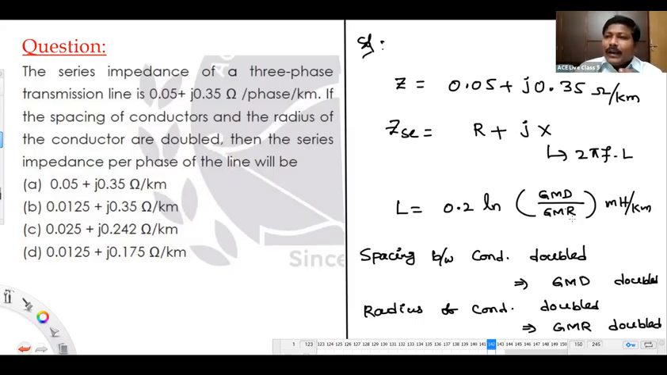So GMD by GMR will remain constant now. GMD doubled, GMR doubled means this ratio remains constant. So inductance value remains constant, so the X value will not change. What about resistance? Resistance is inversely proportional to the area of cross section of the conductor, meaning inversely proportional to radius square. As the radius is doubled, resistance will be reduced by 4 times.